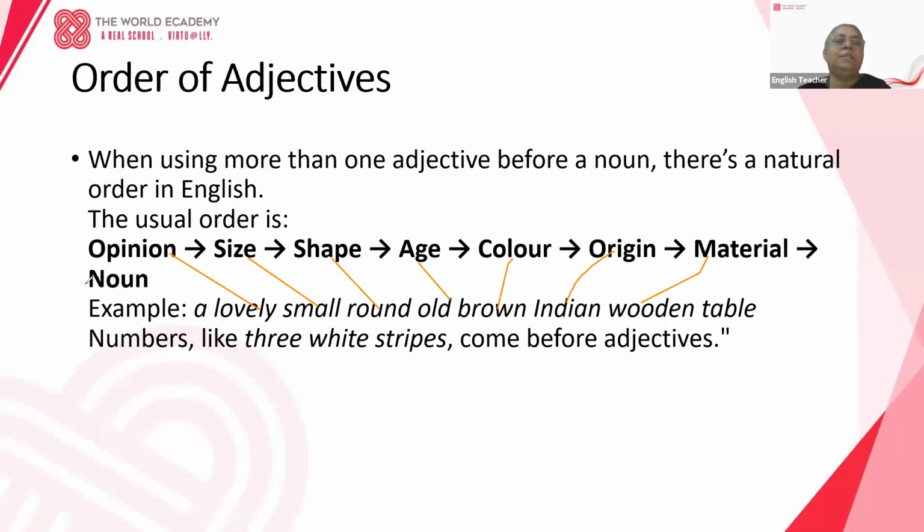And what noun is it? It is a table. Got it? But what is missing in this? Tell me. Yes, the commas. Can you see that? The commas are missing over here. Indian, wooden. This is just to give you an example, okay?